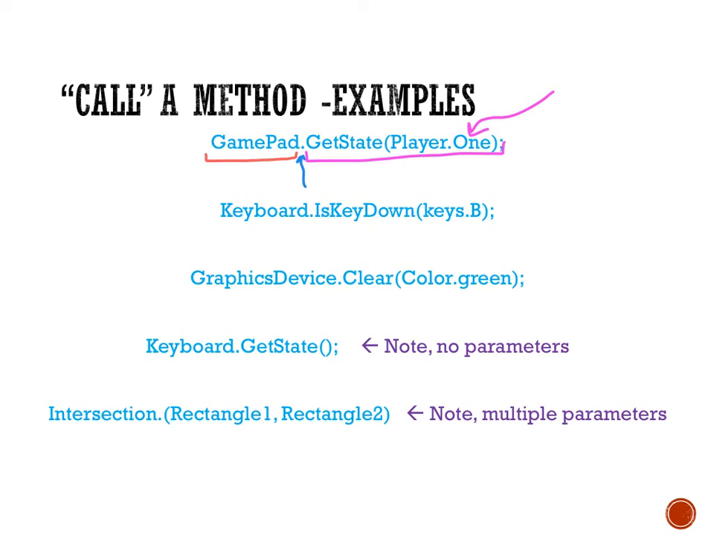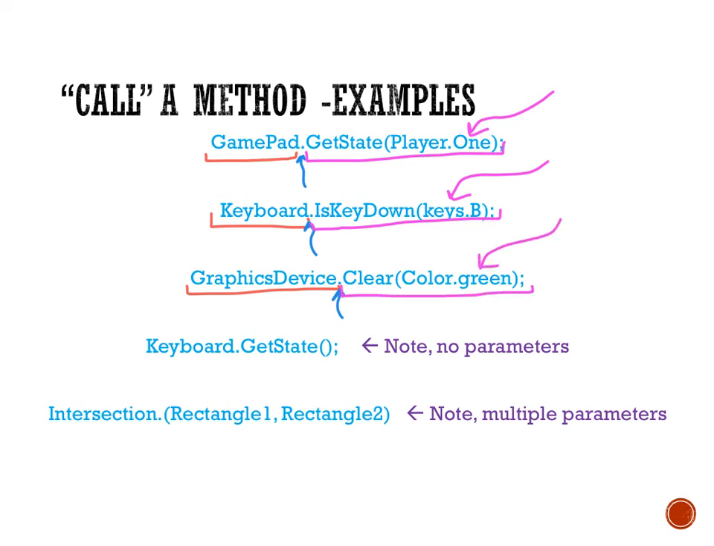Then you see the same pattern down below inside of the Keyboard class. And then we have the dot. The method is IsKeyDown, and we're sending in one parameter of Keys.B, so we know we're looking at the B key. You see that same pattern in the next chunk. Again, we have the GraphicsDevice class dot. We need to look inside of the GraphicsDevice class for the Clear method, and that takes in a Color object, and here we're sending in the color green. So we're going to clear the screen to the color green.